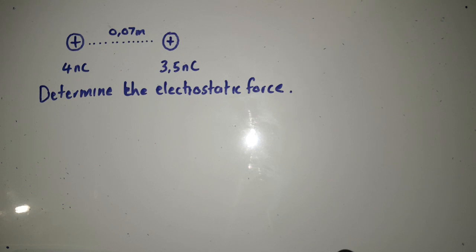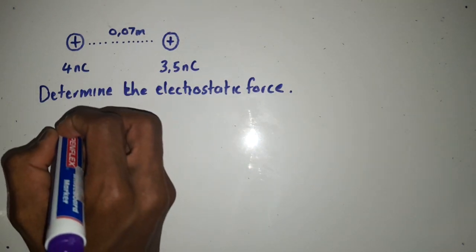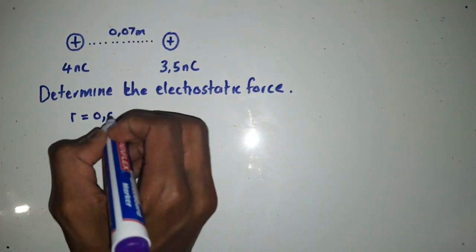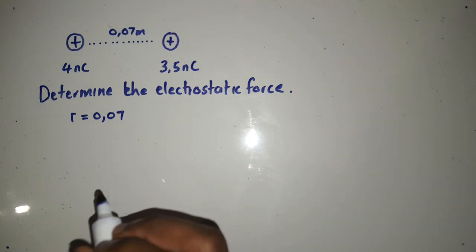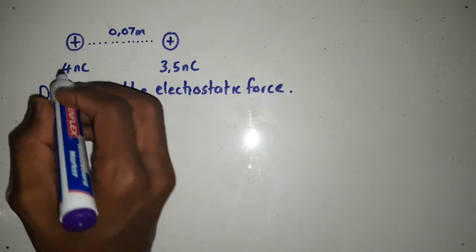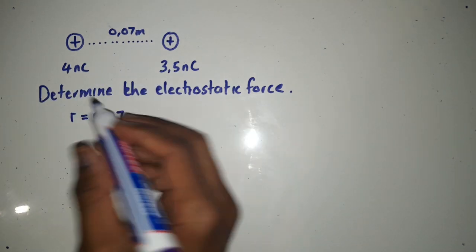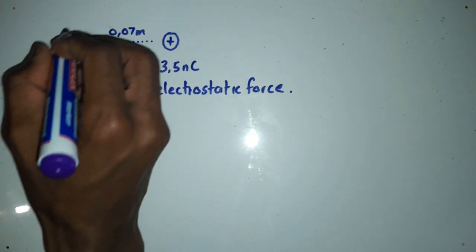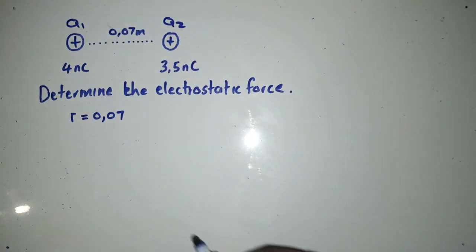Firstly, let us try to figure out our data. We have our R value, which is already in meters. There is no need for us to divide this value. We take it as it is. Then we have two values, a positive together with a positive. Let us make this one Q1 to make things much simpler. This one is going to be Q2.